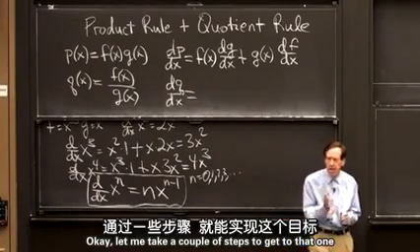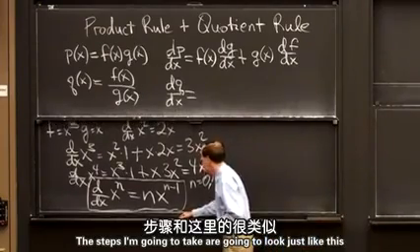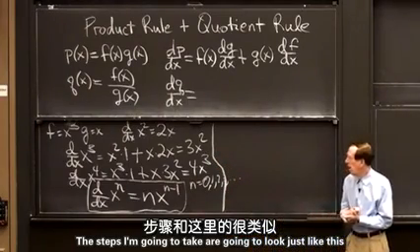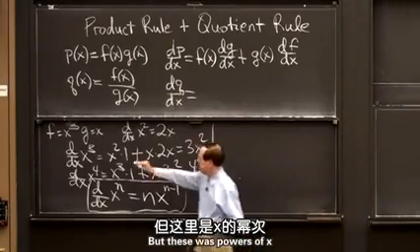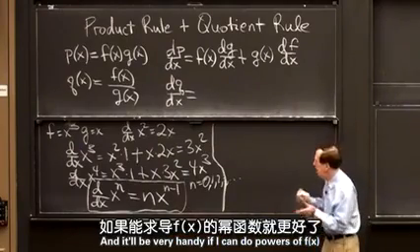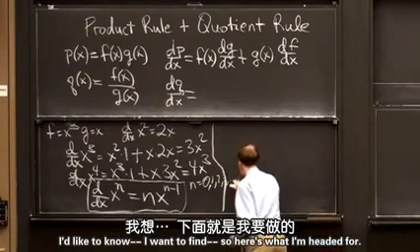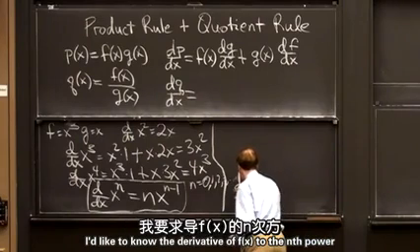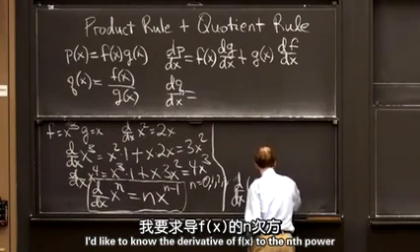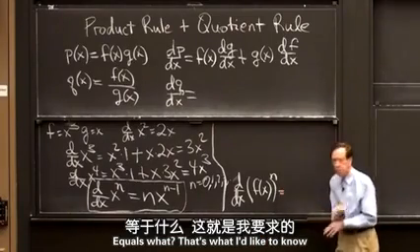So I would like to know for a half. Okay, let me take a couple of steps to get to that one. The steps I'm going to take are going to look just like this. But this was powers of x, and it'll be very handy if I can do powers of f of x. So here's what I'm headed for. I'd like to know the derivative of f of x to the nth power equals what? That's what I'd like to know.